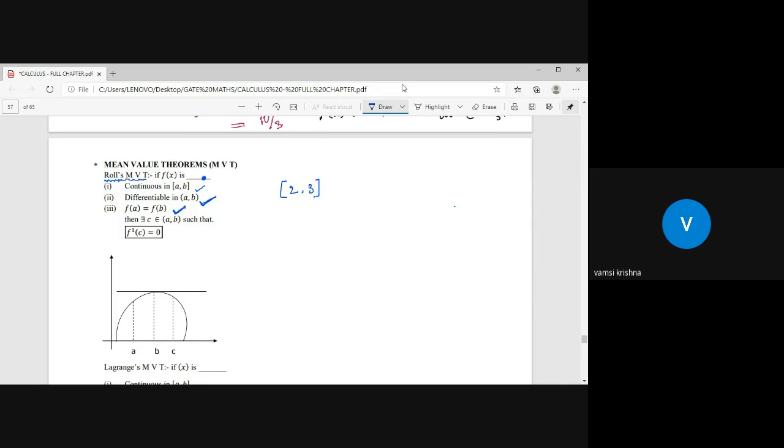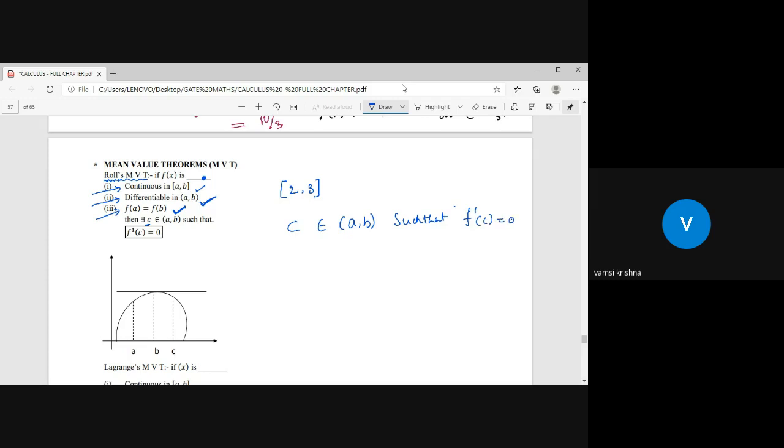Rolle's mean value theorem says that if the given function is continuous, differentiable, and moreover the boundary condition is f of a is equal to f of b, then there exists some point C, which belongs to the closed interval of AB, such that f dash of C is equal to 0.